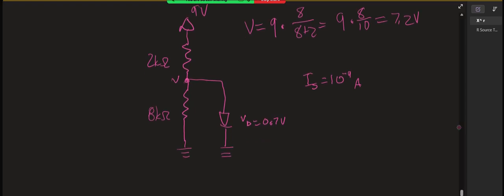Now we're going to get the parallel combination of the 2 kilo ohm resistor and the 8 kilo ohm resistor. So 2 kilo ohms in parallel with 8 kilo ohms is 2 times 8 over 2 plus 8, which is 1.6 kilo ohms. And that would be R Thevenin.